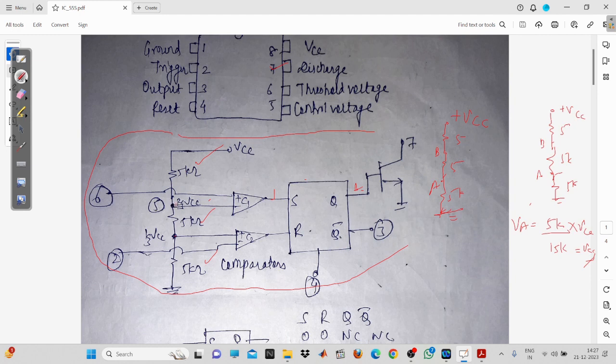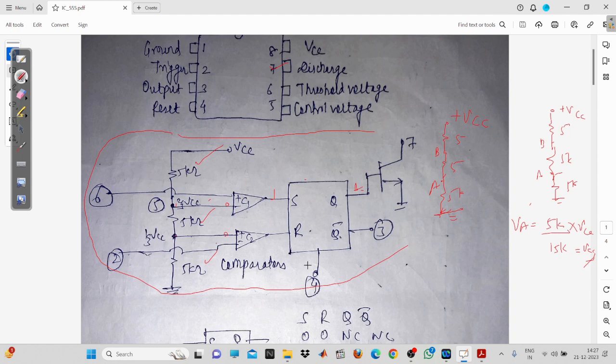So this is the 2 by 3 VCC, right? 2 by 3 VCC will be given to this input, and 1 by 3 VCC will be given to the first input of comparator 2. So one of the inputs is defined, and now the output of the comparator depends upon the second input which you are applying. To pins 6 and 2 we will connect some external element, and that is none other than the capacitor. Fine. This is the internal structure of the IC 555.